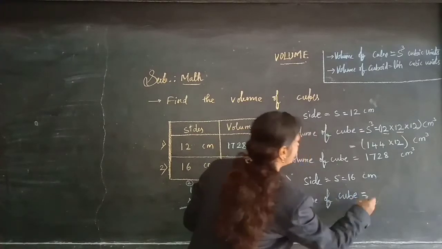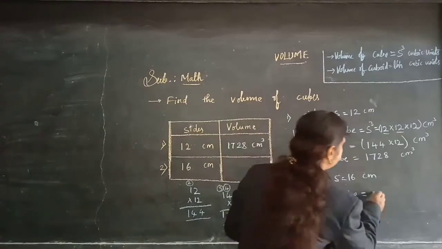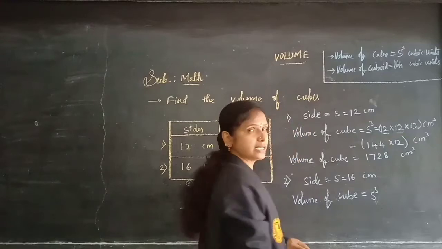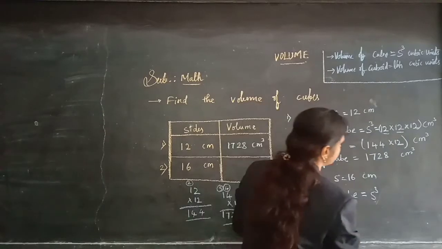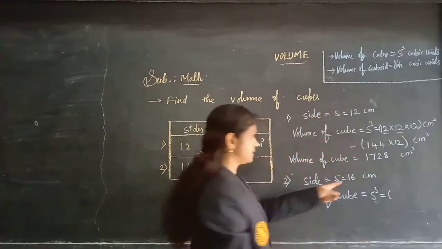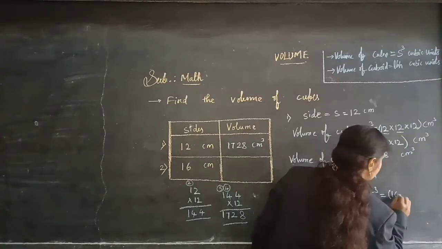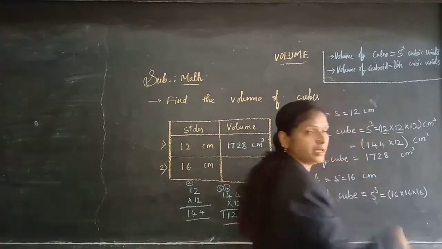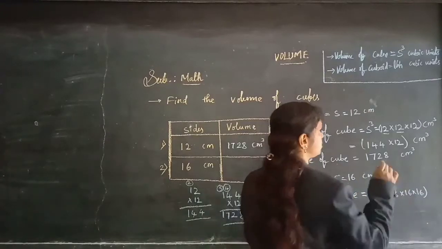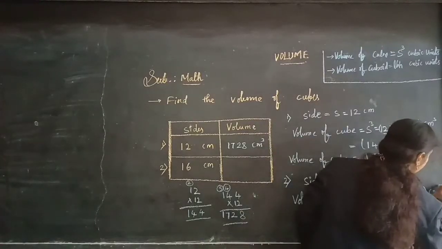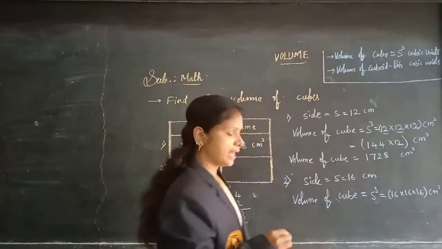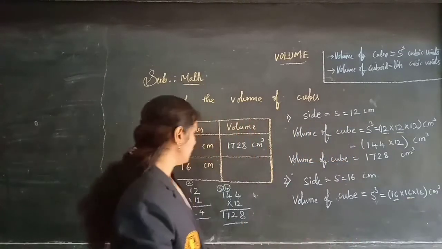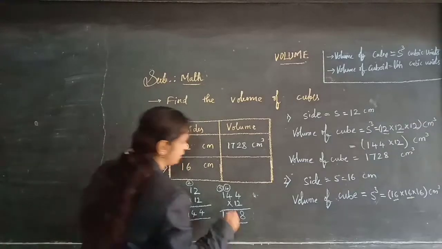Volume of cube. So what did I give here? S cubed. See, already I gave volume of cube is S cubed cubic units. So S cubed is nothing but 16 here. So 16 into 16 into 16, and the measures are given in centimeters. Units are centimeters, so you will get centimeter cube. Now let's multiply 16 into 16 first.